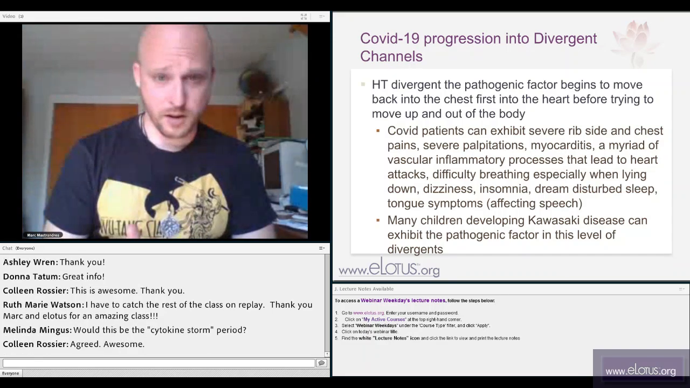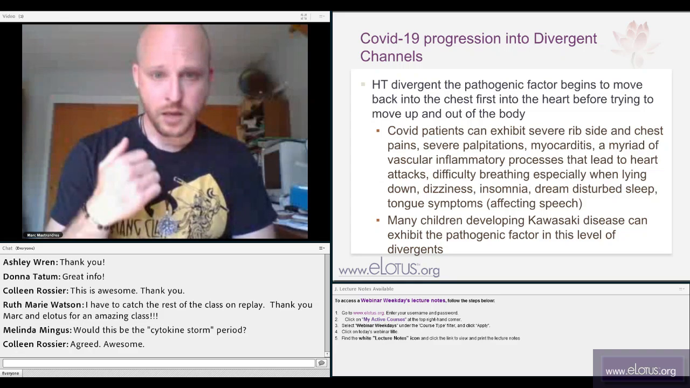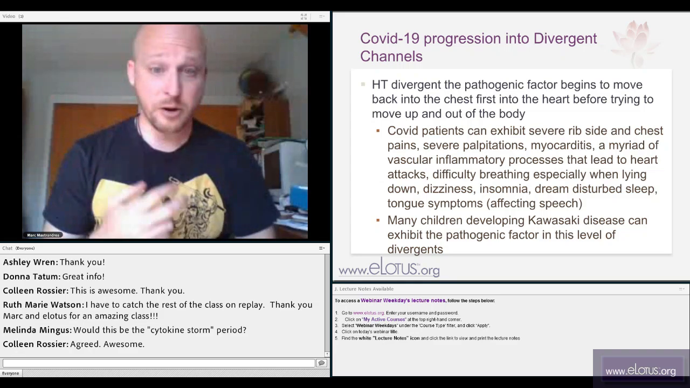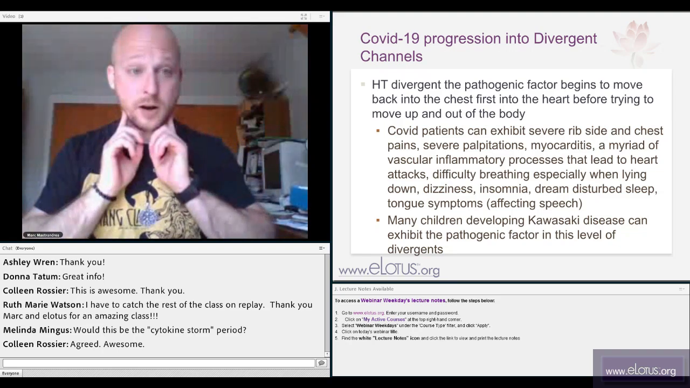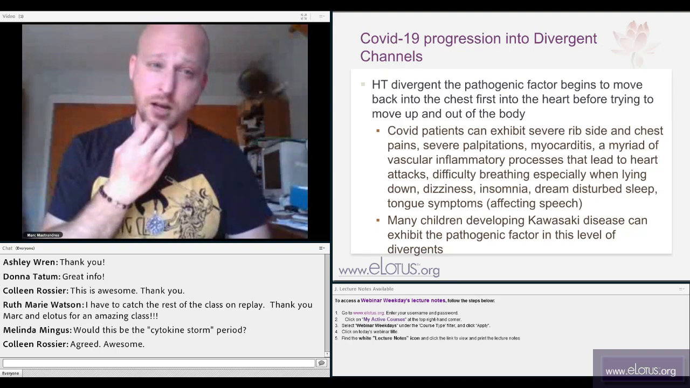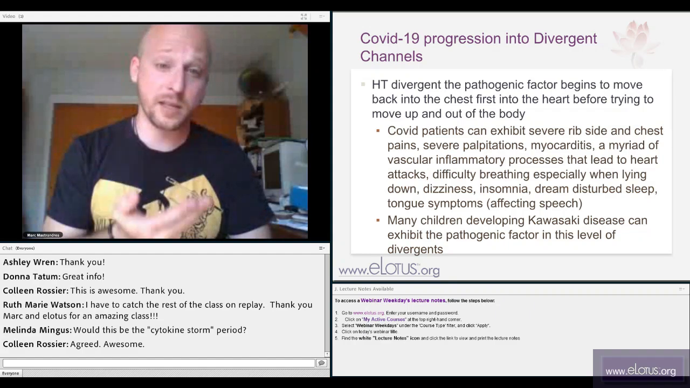Many children will be presenting Kawasaki disease symptoms. They're exhibiting a pathogenic factor at the level of divergence. So where does the tongue come to? It comes to the heart. The heart comes to the tongue, right?